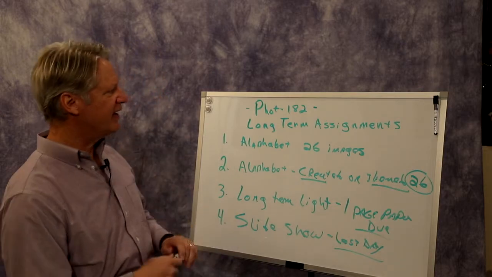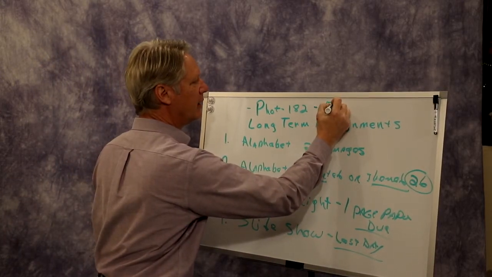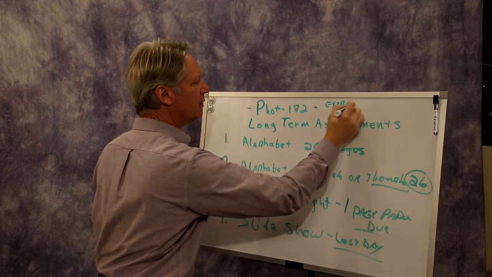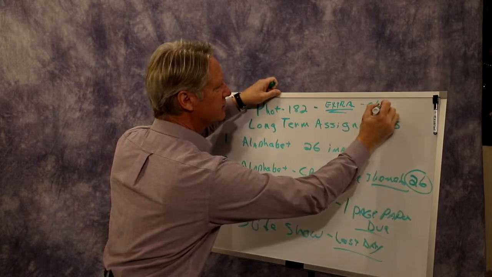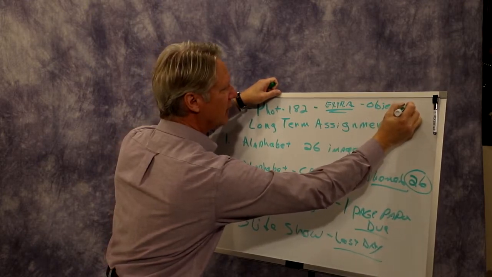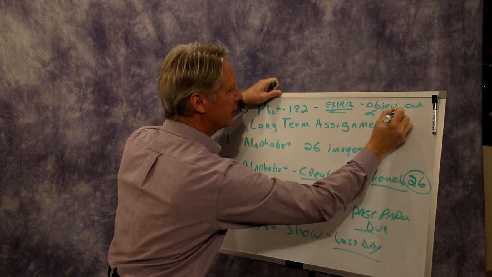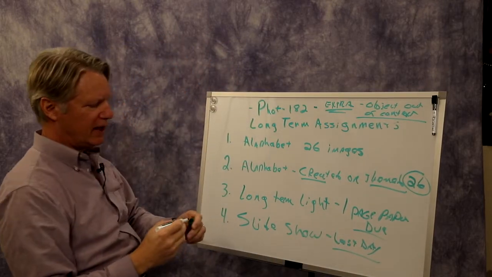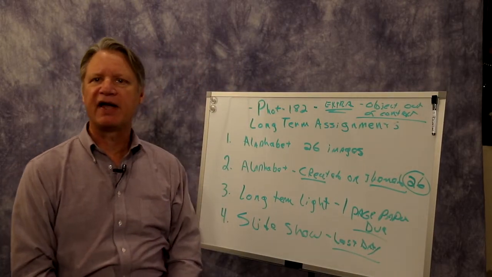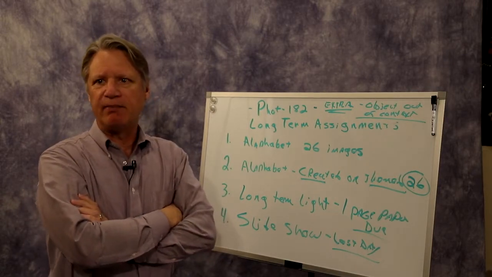Okay, then there's kind of an extra credit assignment. We'll call it extra. Extra credit is object out of context. So an object taken completely out of context. A number of ideas came up with this one.